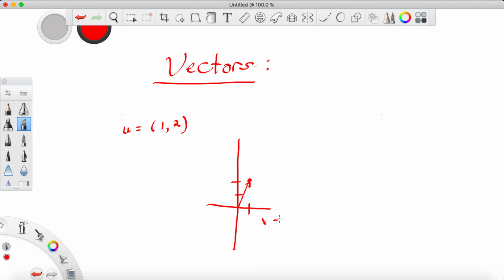So here's our x-axis. Here's our y-axis. So in order to come up with the proper vector that corresponds to this 1, 2, you put the tail of your vector at the origin. That's the origin, the spot 0, 0. And then you draw an arrow with the point at the point where it ends.